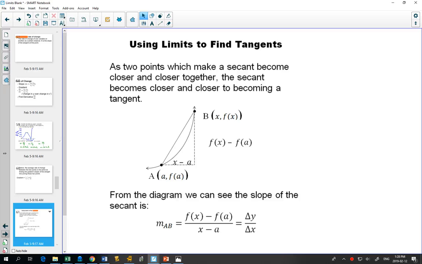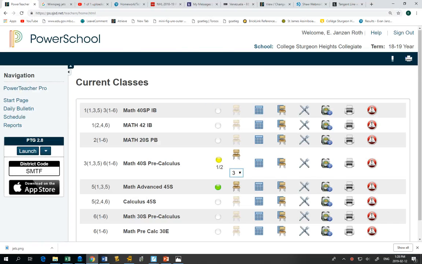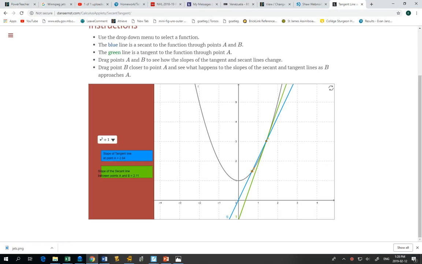So I've got maybe part of a parabola here. And I've got 2 points on my parabola, A and B. And if I found the slope from A to B, it would give me my average rate of change from that time. And I've got an applet set up here for you of that situation.